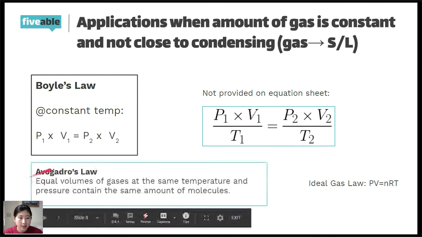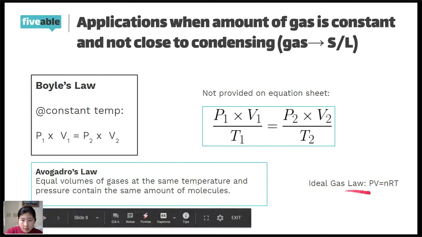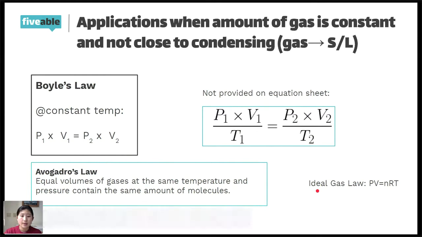All right, and then there's Avogadro's law. Equal volumes of gases at the same temperature and pressure contain the same amount of molecules. This is something you think about over and over again. If you look at the ideal gas law, it's very easy to deduce this from it.